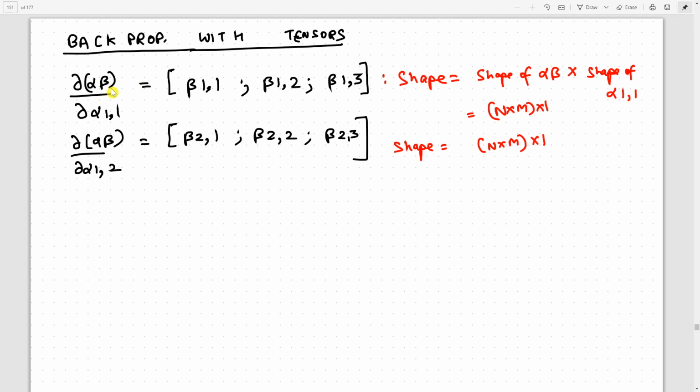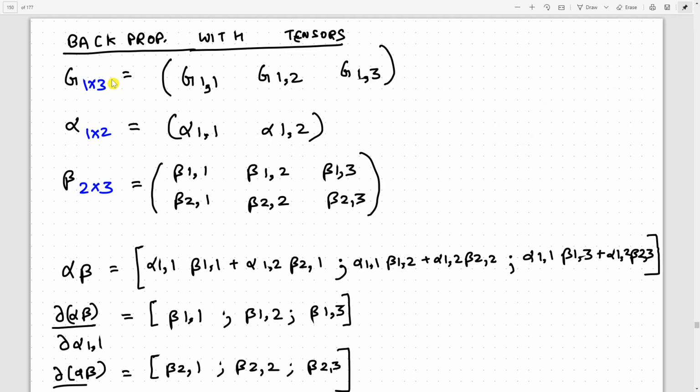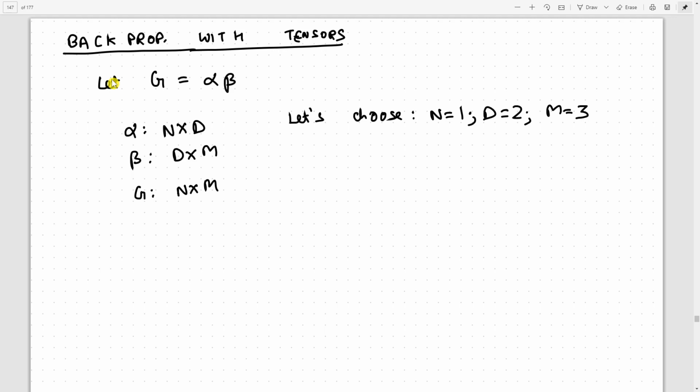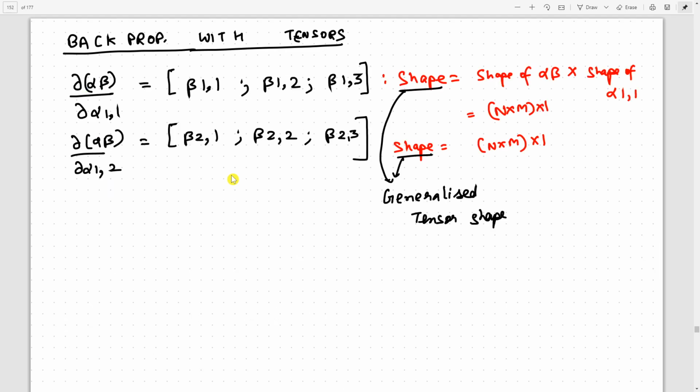So the shape of del alpha beta with respect to del alpha 1 1 is the shape of the numerator alpha beta, which is n cross m, and alpha 1 1 is of the shape 1, so it's just a scalar quantity. Thus the shape of the gradient of alpha beta with respect to alpha 1 1 is n cross m cross 1, and similarly for alpha 1 2. In this trivial case the shape seems to be just n cross m, but in the actual whole tensor the generalized shape is n cross m cross 1, and that one is trivially ignored in such cases.